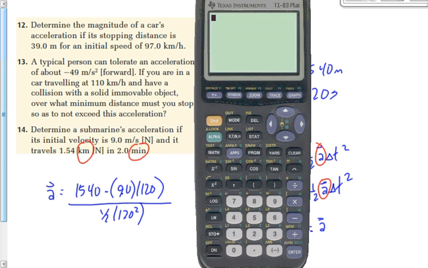Okay, focus up here for a minute, guys. 1540, subtract, let's use some brackets here, 9 times 120. Let's get that number on the top. Number on the top is 460. Let's divide that by, use some brackets for the bottom, 0.5 times 120 squared, and the bracket, 0.064.